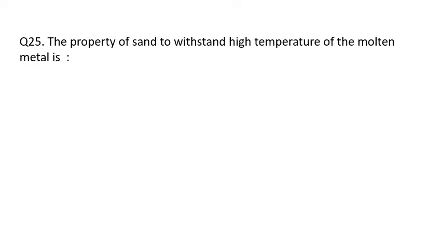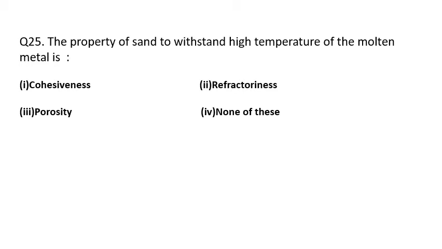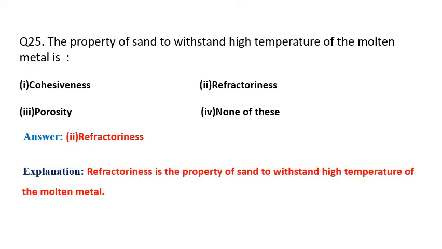The property of sand to withstand high temperature of the molten metal is option 1 cohesiveness, option 2 refractoriness, option 3 porosity, and option 4 none of this. The correct answer is refractoriness. Refractoriness is the property of sand to withstand high temperature of the molten metal.